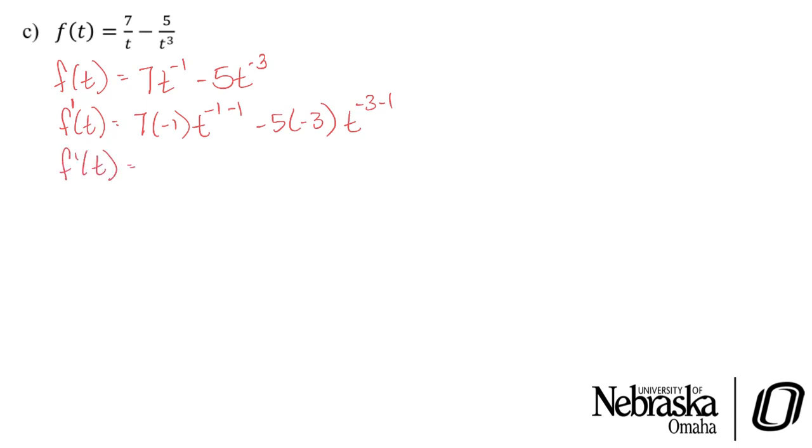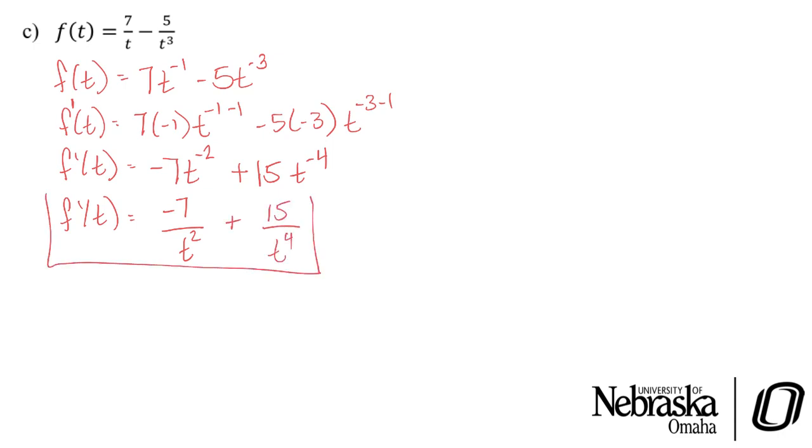So if we simplify this, we get negative 7t to the negative 2, negative 1 minus 1, plus negative 5 times negative 3 is a positive 15, t to the negative 3 minus 1, which is a negative 4. And last step, we would want to move these negative exponents to the denominators, like so. And this would be our derivative.